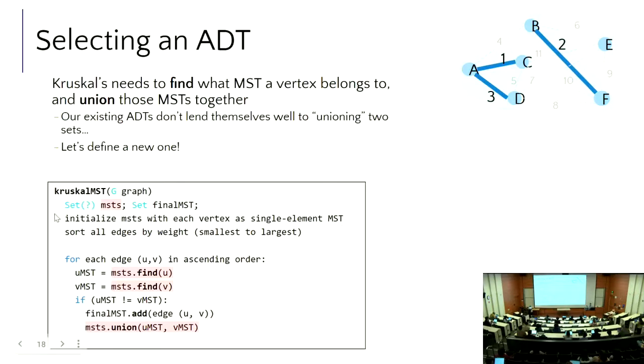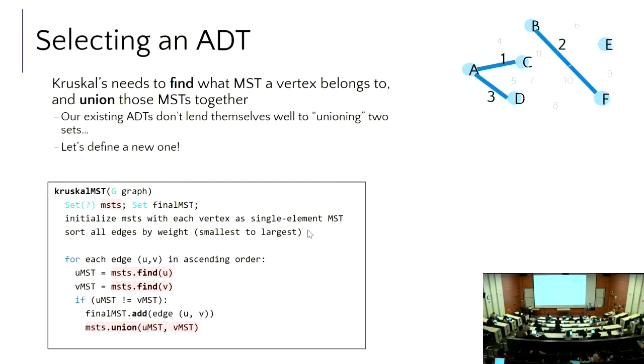Or you could say it this way, where you initialize each little individual MST as a single-element MST. But this is that idea that we're going to look at all the vertices of the graph and mark them as their own independent islands. I'm going to call those things components.